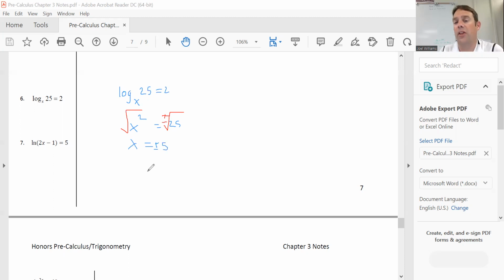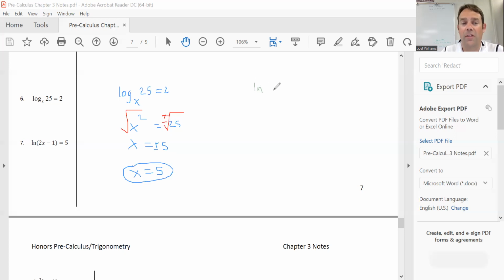But now remember what we've been saying the last couple of days. A base can never be 0 and a base can never be a negative number. So that being said, x can't be equal to -5. It's just going to be a positive 5. So -5 would have been an extraneous solution. Can't have those. All right, let's try this next one here.